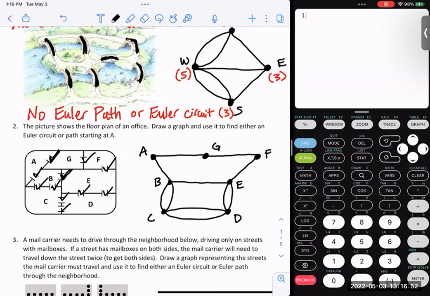All right, so now I'm going to go through Euler's theorem again. I'm going to find the degree of each vertex and use that to determine if an Euler circuit, an Euler path, or neither is possible. So A has a degree of 2, B has a degree of 4, C has a degree of 4, D has a degree of 4, E's degree is 4, F is 2, and G is 2. So if I look at these, I notice that they are all even. And so if they're all even, that means that an Euler circuit is possible.